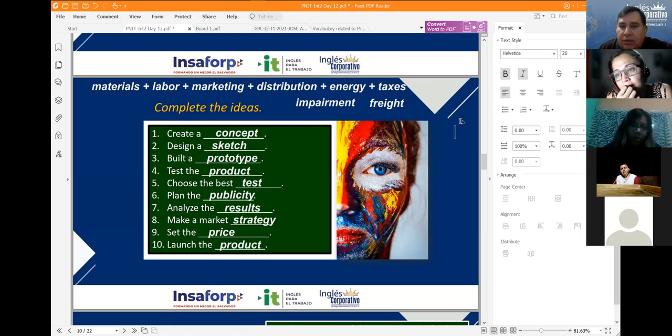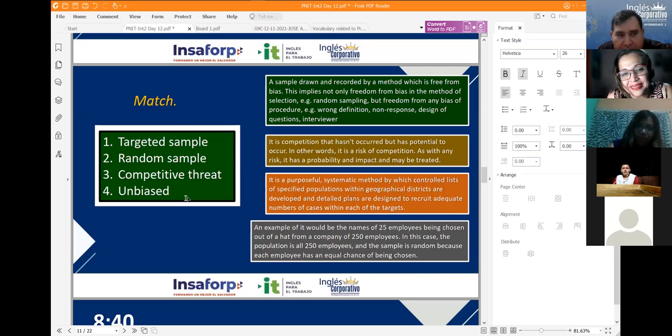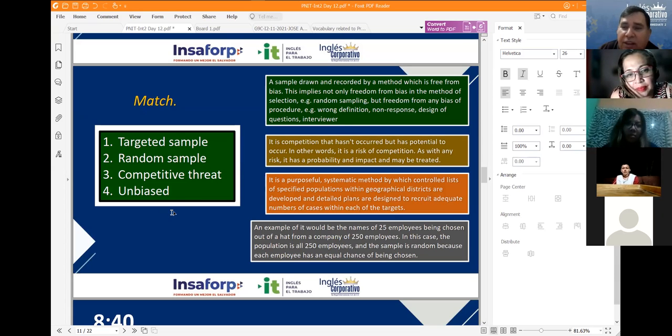Yes. Okay, excellent. This is good, but we need to move on. Let's continue. Now, my friends, we're going to be matching the definitions of these terms: targeted sample, random sample, competitive threat, and unbiased.